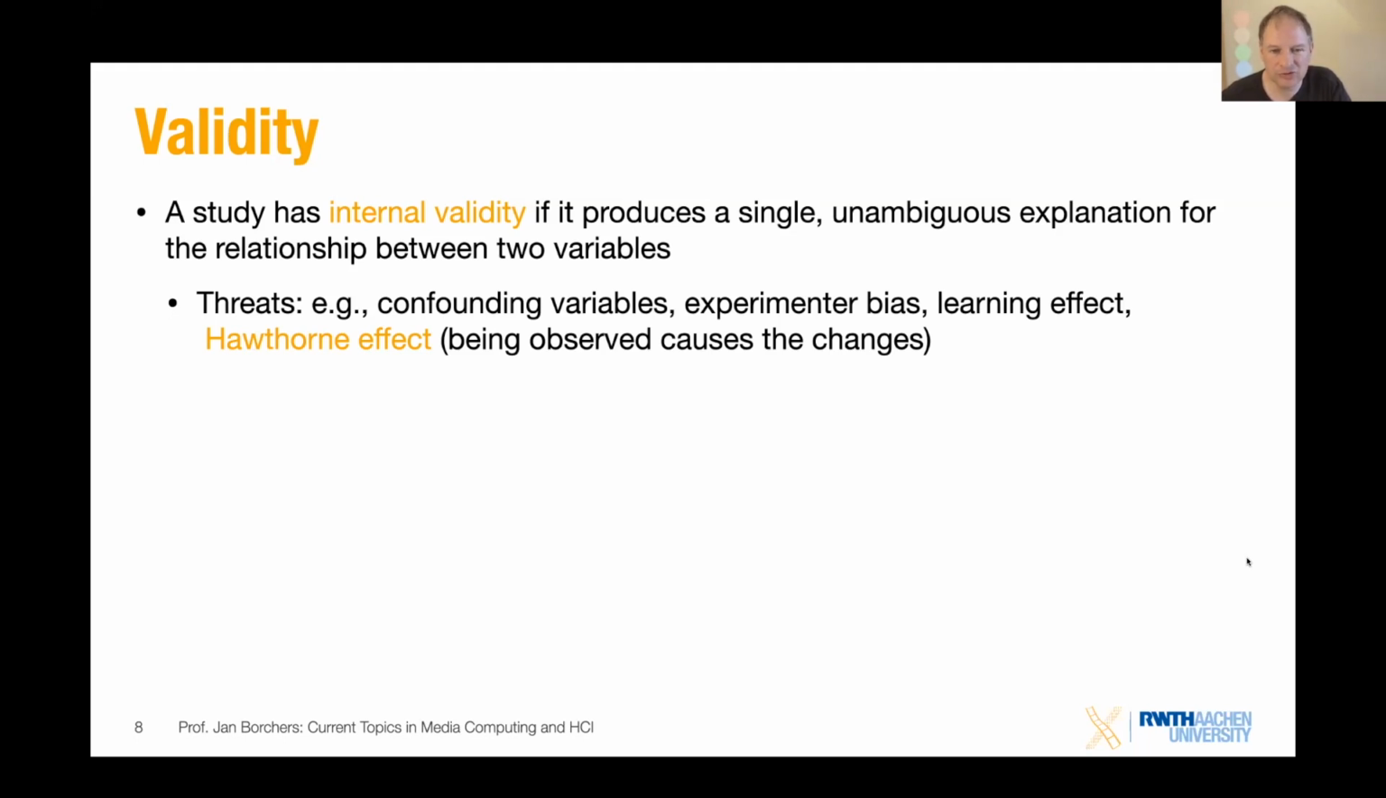You may also see what's known as the Hawthorne Effect, which is that oftentimes even just being observed causes changes, right? So in a study, in an experiment, if you observe something like a user doing a task, and just the fact that you observe it actually changes the results, that's also something that you need to be on the lookout for. So this is all internal validity.